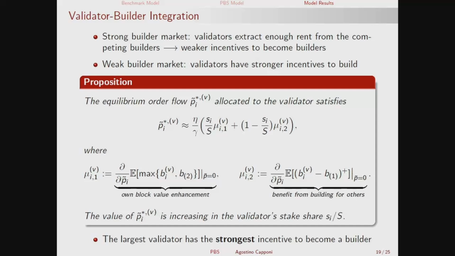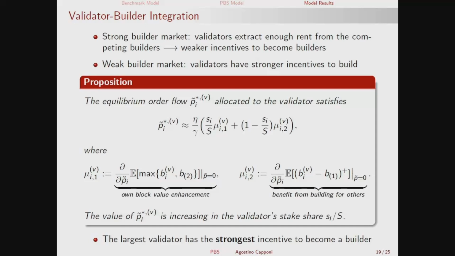But if we have a weaker builder market, where builders are really not constructing very valuable blocks, which means that their B2 or B1 is low, then validators have a stronger incentive to build. And these terms are captured by the quantities B1 and B2, which are the highest bid and the second highest bid by a builder.